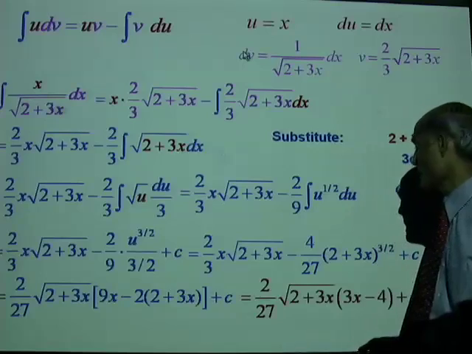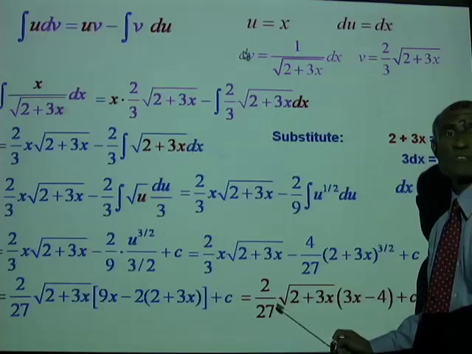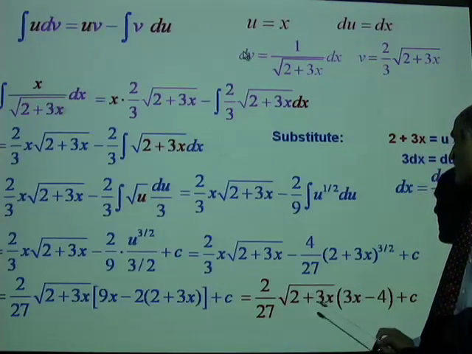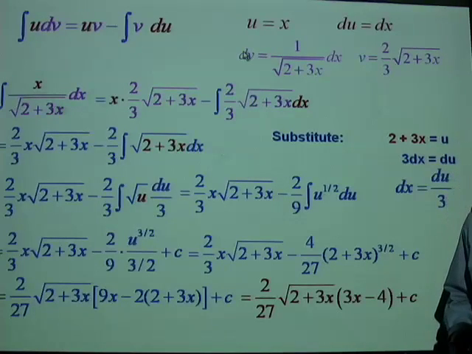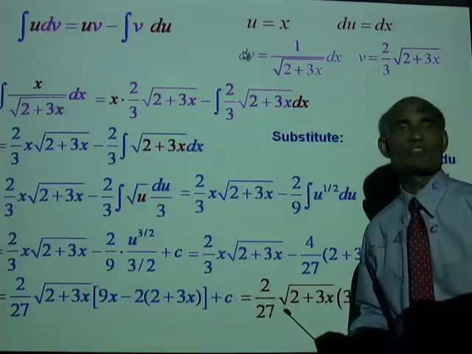And now simplify that. You get 2 over 27 square root 2 plus 3x times 3x minus 4 plus c is that result. Again, a very good one. Try and practice this one more time.